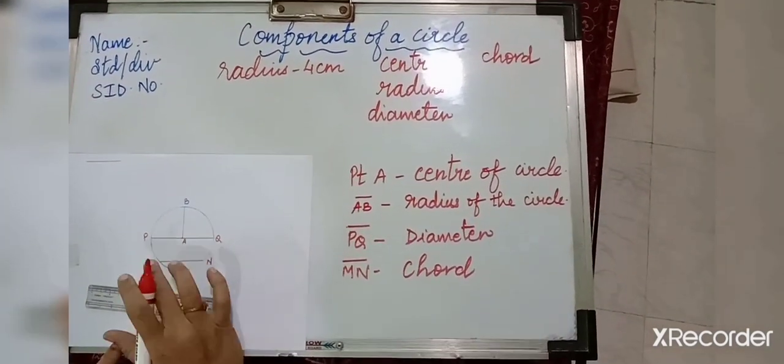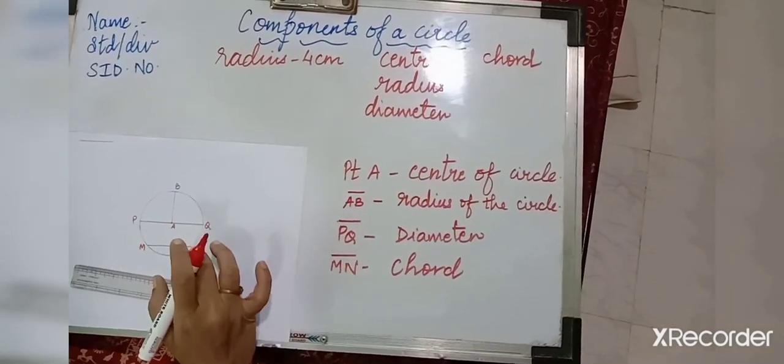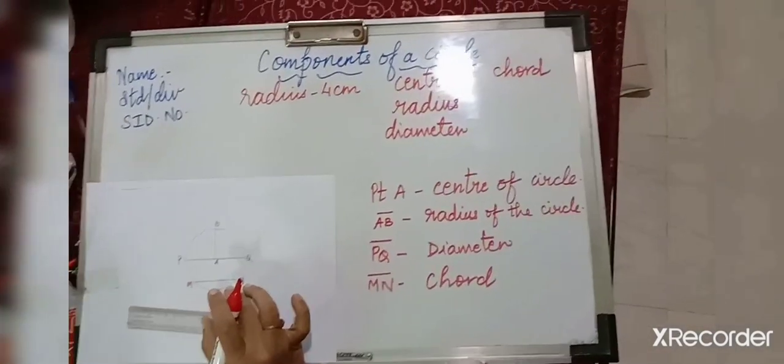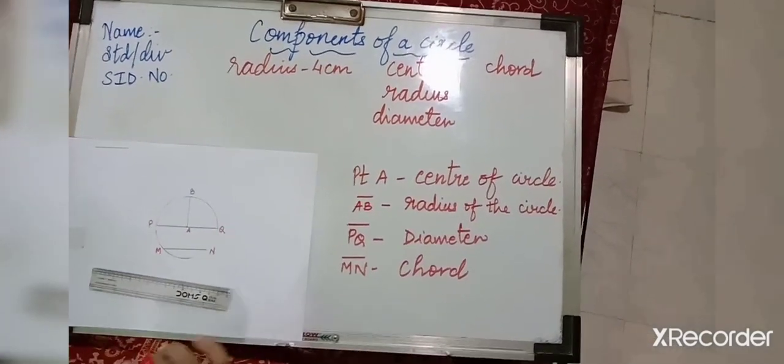So what is a chord? A chord is nothing but a segment that joins any 2 points on the circle.